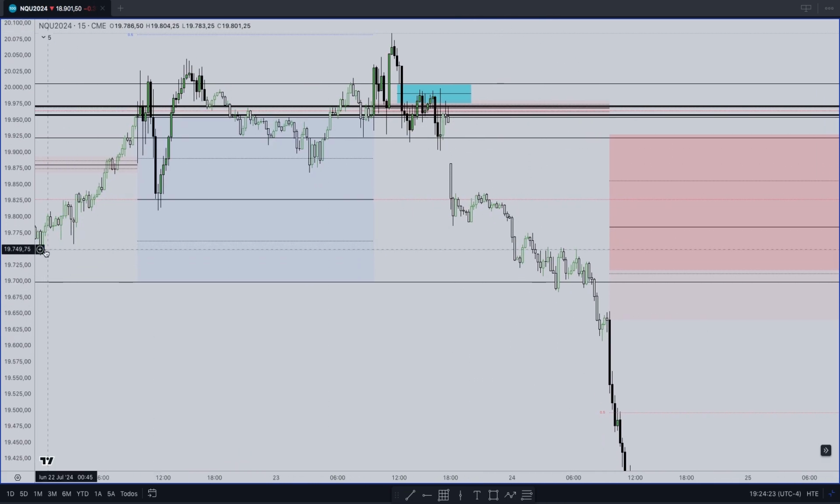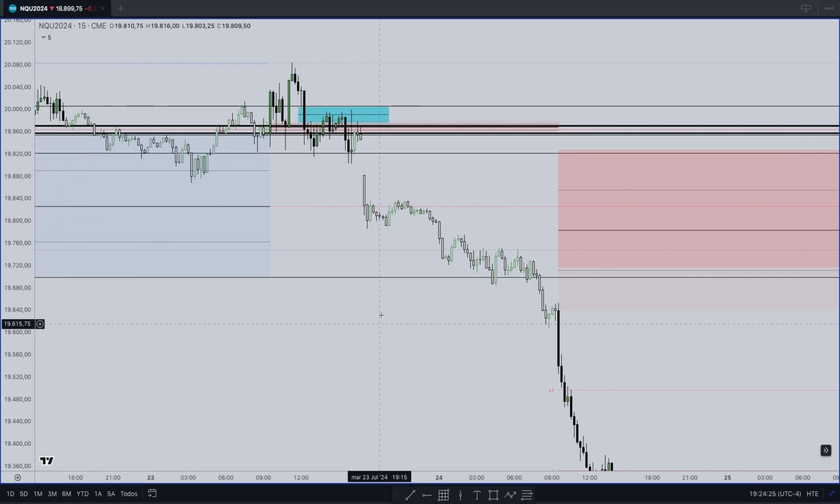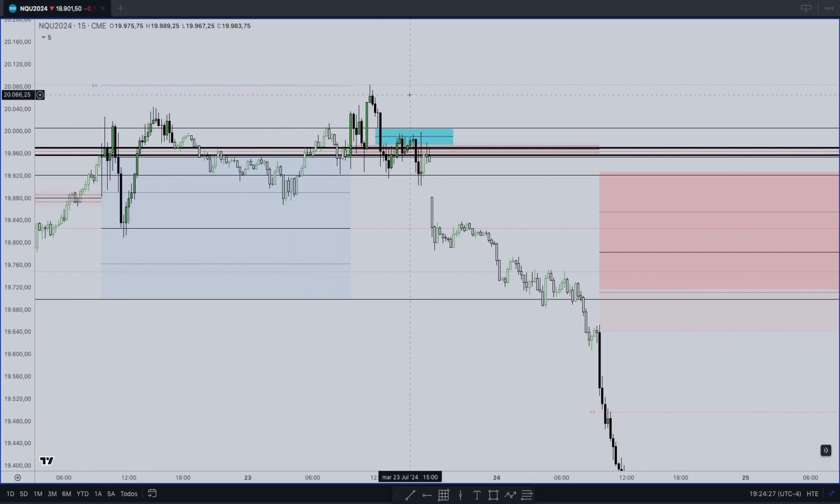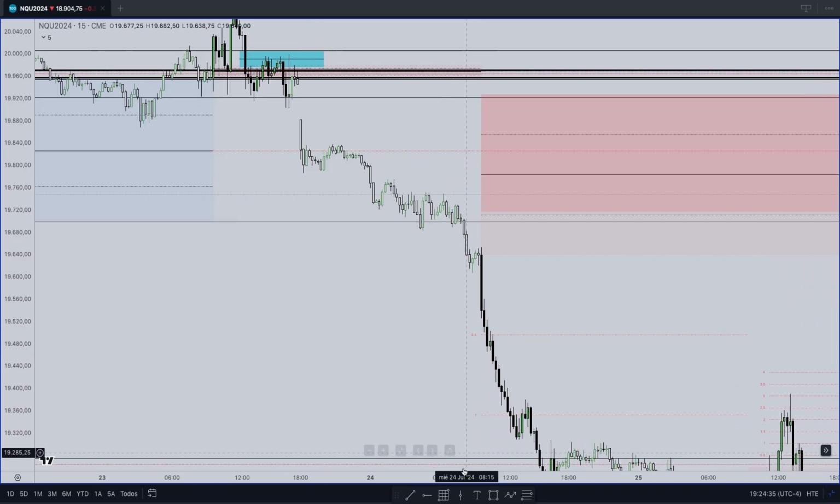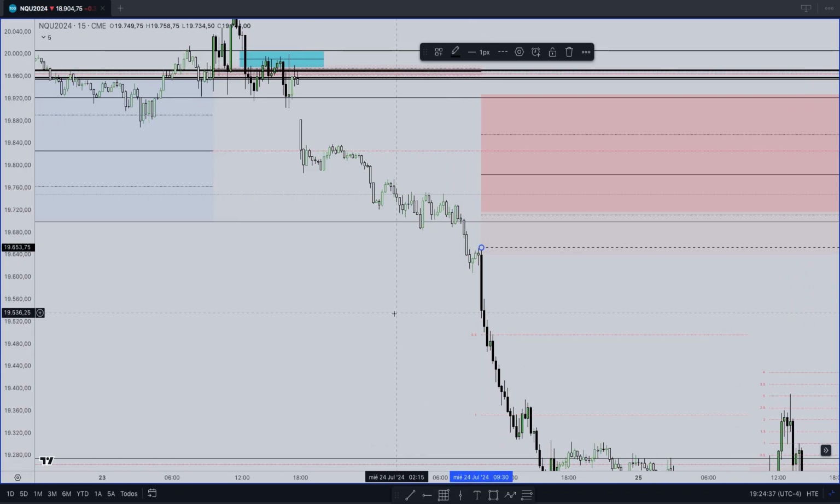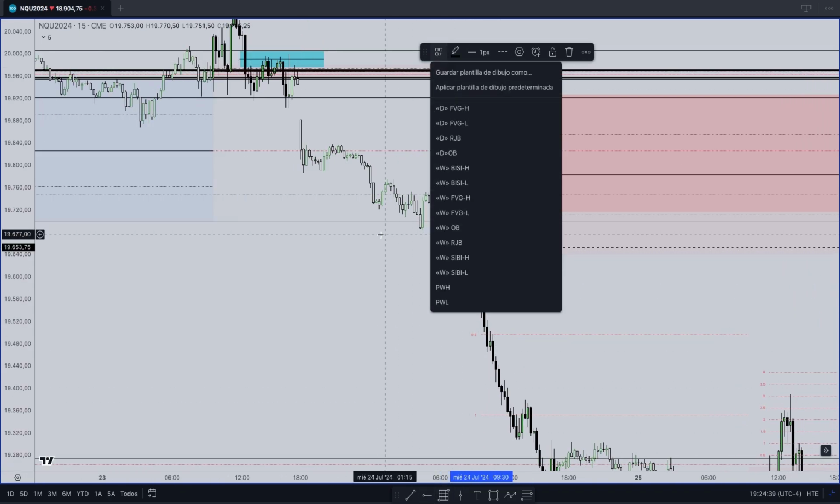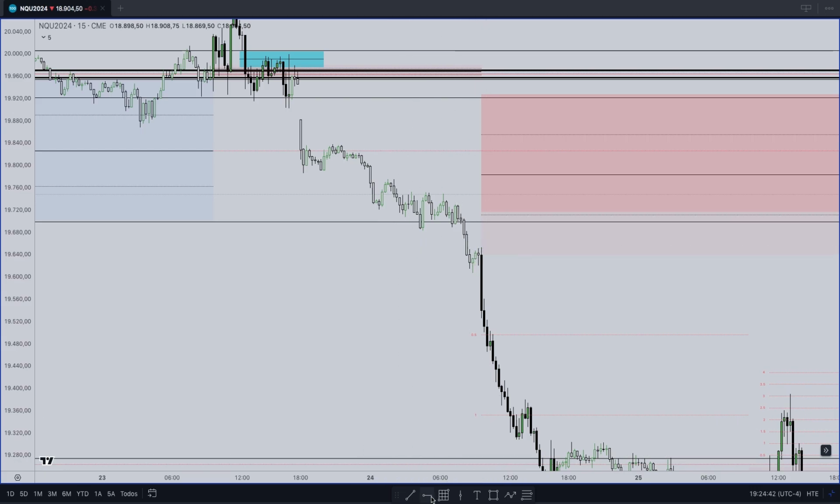These guys, I don't have words for these guys, but this is just a rigged game. So rest above this high is resting buy side liquidity or stops.